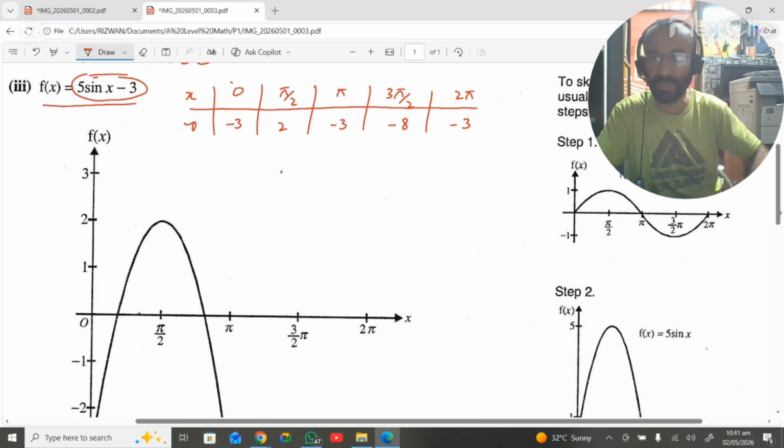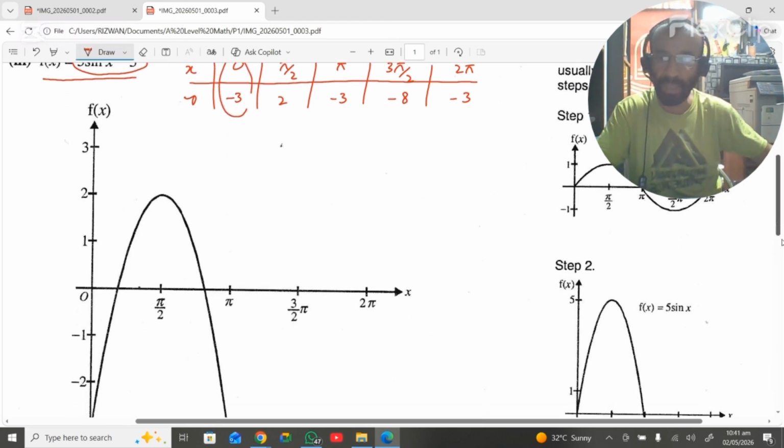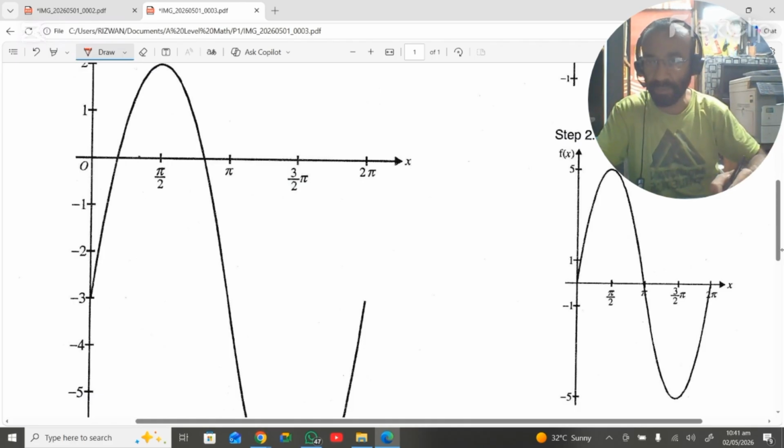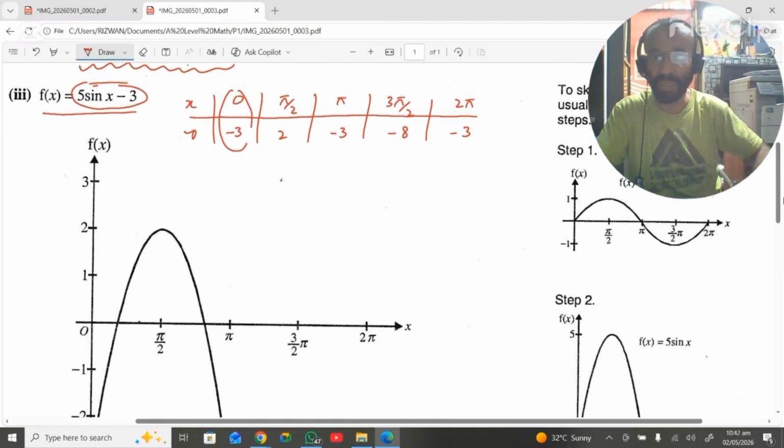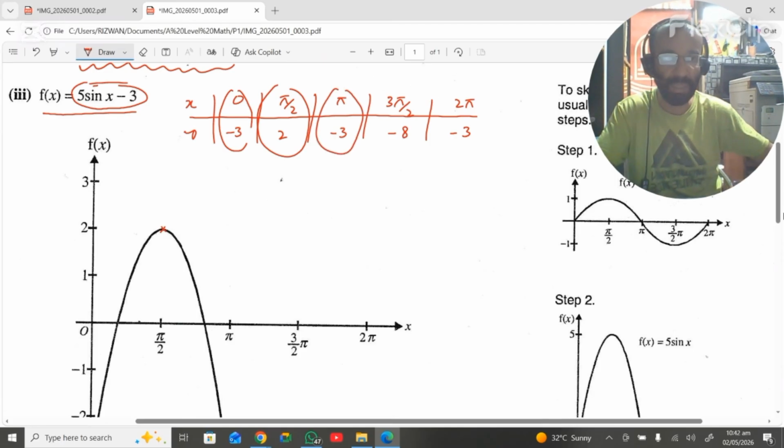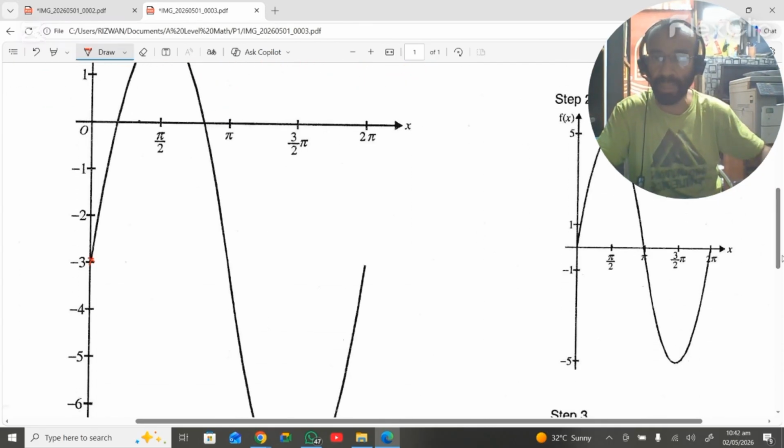So definitely the first value is 0, minus 3. So look now, this is the value 0, minus 3. The next value was pi by 2 and 2. So here is pi by 2 and here is 2. This is the second value. Third is pi and minus 3. So look now, pi and minus 3. So here is pi and here is minus 3 value.